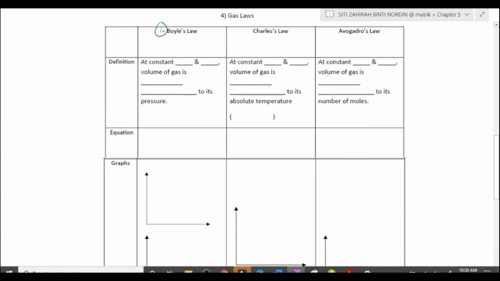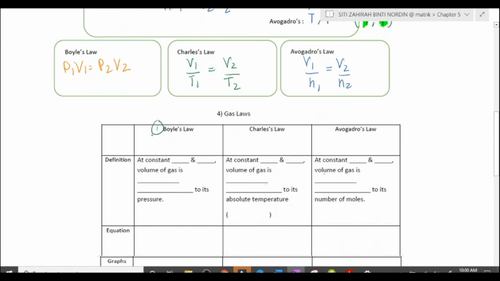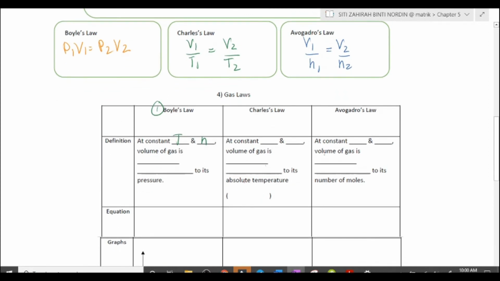So the first one is Boyle's law. For Boyle's, refer back to your constant variables. The constants would be T, temperature, and mole. So at constant temperature and mole, volume of gas. Now you need to rearrange this equation. So P1 equals P2V2 over V1.